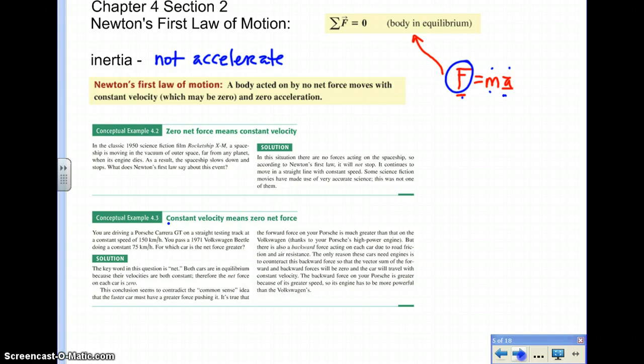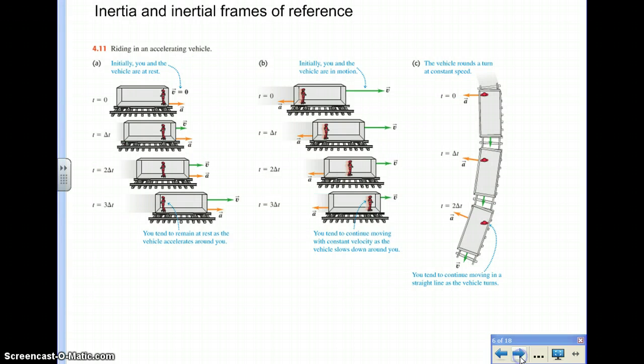And the key word is net. If you're both moving at a constant speed, you both have no acceleration. If you have no net acceleration, then you have no net force. They have the exact same net force, although they very likely have different amounts of kinetic inertia. They have different momentum. Okay?